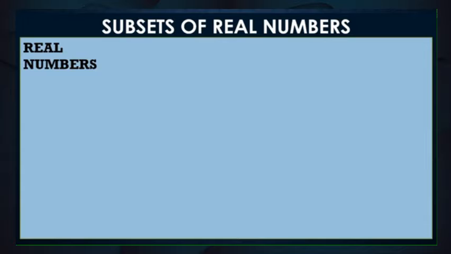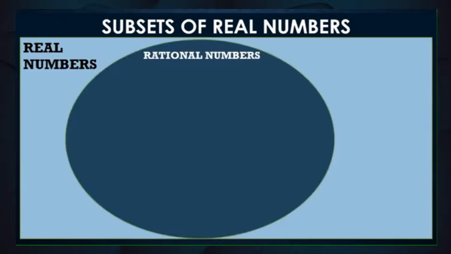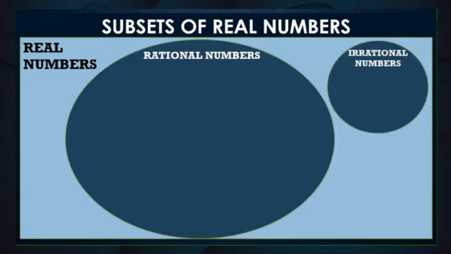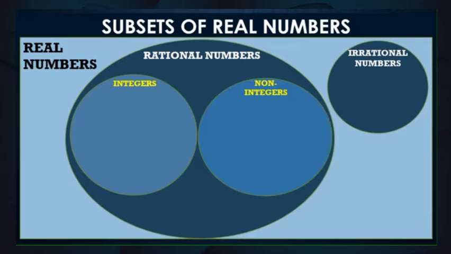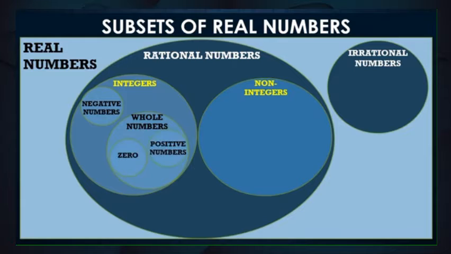So, the real numbers, meron siyang dalawang subsets, the rational numbers and the irrational numbers. As you can see, yung rational numbers natin is bigger than irrational. Why? Kasi marami tayong rational numbers. Okay? So, the subsets of rational numbers are integers and non-integers. Now, the subsets of integers, we have the negative numbers and the whole numbers. And then under the whole numbers, we have 0 and the positive numbers.